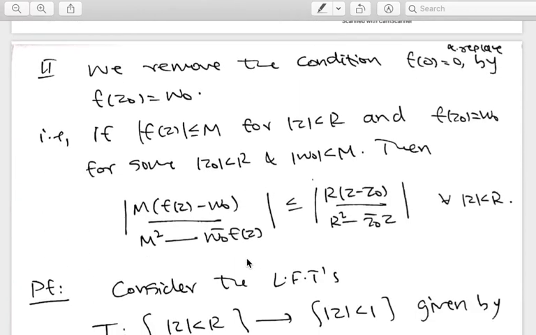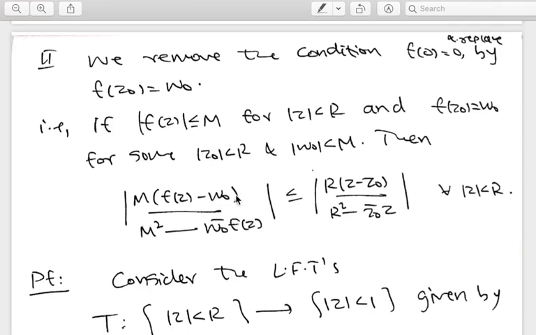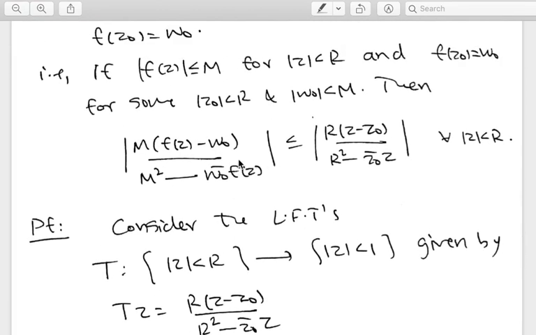Now the second consequence is that you can remove the assertion that it fixes the origin. Instead, it sends some z naught to w naught. Then also you will end up with a conclusion which is slightly different from what we had. So absolute value of m times (f(z) minus w naught) divided by (m squared minus w naught bar f(z)) is bounded by r times mod (z minus z naught) divided by (r squared minus z naught bar z). Now you can see that once you choose m and r equal to 1, you will end up with a very interesting inequality, which is given in the problem set. That is also very important. That is what we use.